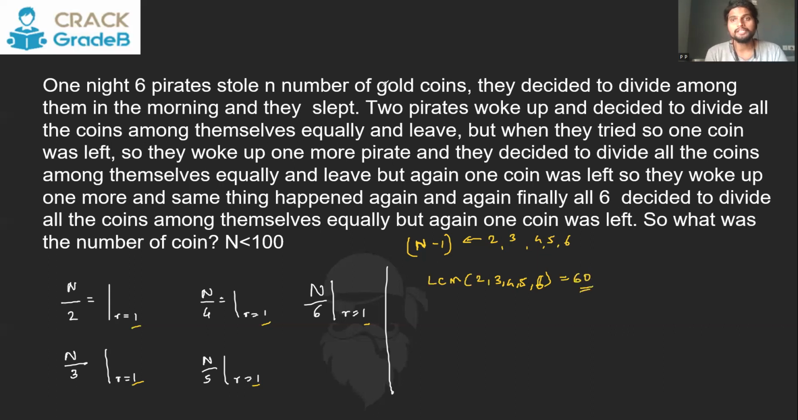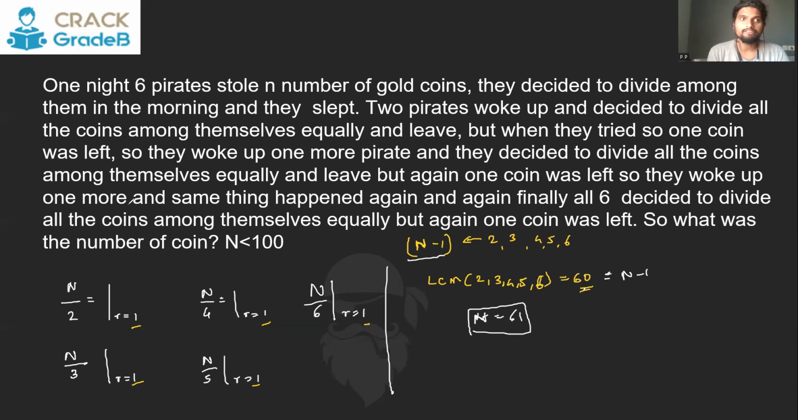So 60 is the number divisible by 2, 3, 4, 5, 6. That means 60 should be equal to n minus 1. So that makes n equal to 60 plus 1, that is 61. Because if 60 coins were there, they could be divided by 2, 3, 4, 5 and 6. But because one coin is being left all the time, there is one more than 60. That is 61 coins.